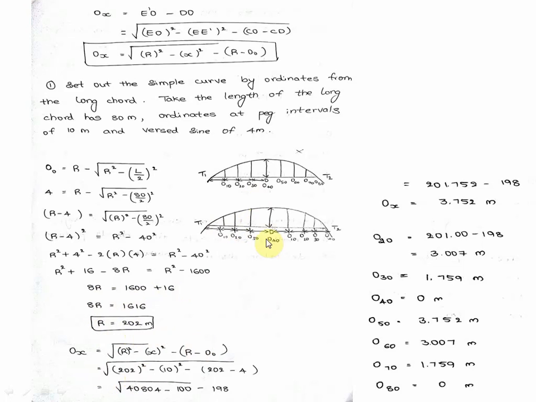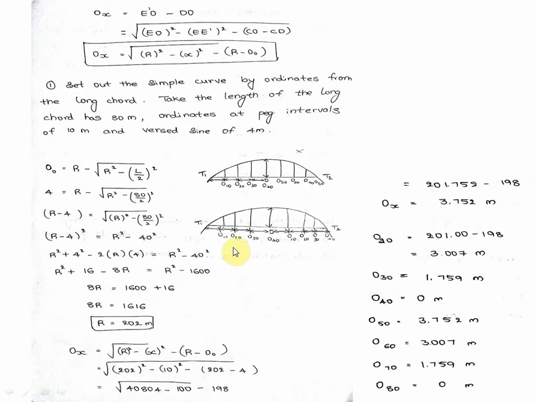Next find out the ordinates at peg interval from the long chord. Here they have given the peg interval on the long chord: 30 meter, 20 meter, 10 meter, again 10 meter, 20 meter, 30 meter, 40 meter. From these points you have to find out the point on this curve, the length of curve. First, what is the formula of OX? OX equals root of R square minus X square, minus the bracket R minus O naught. This root is only up to X square, not beyond. So put the values. R value is 202. X is the first peg interval which you want to find out.